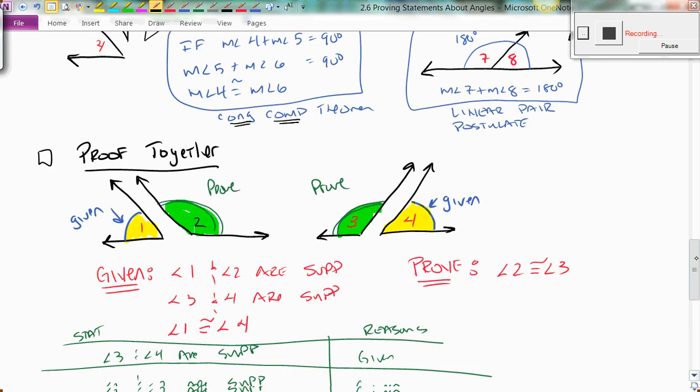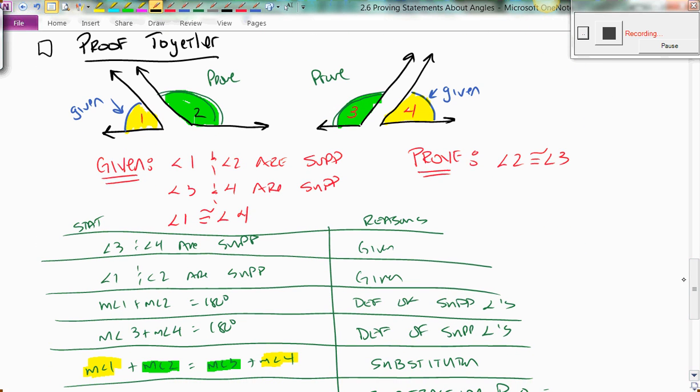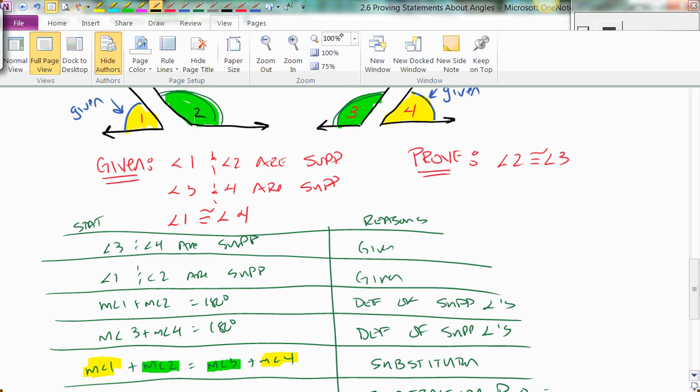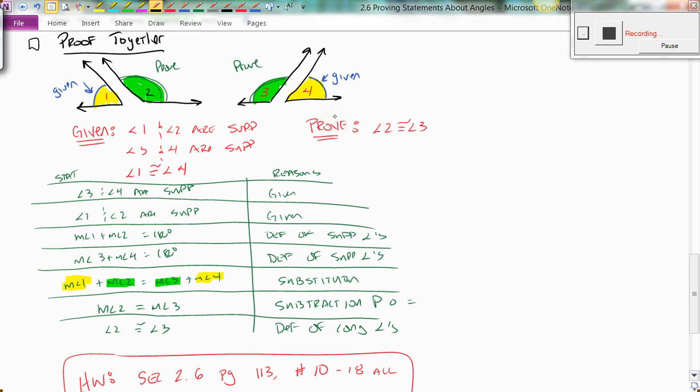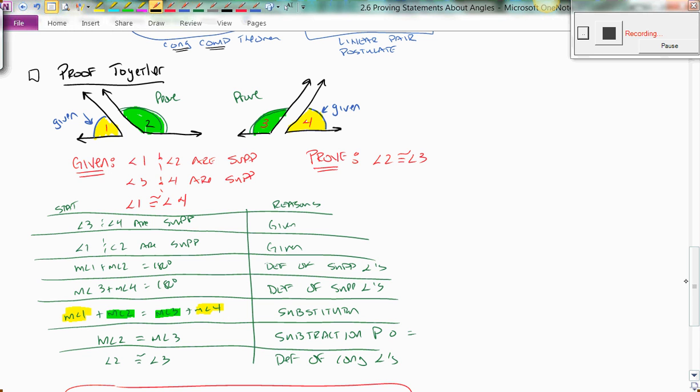Then we went on and did a pretty big proof together here. Let me zoom it down so we can see it a little bit. Let's go to 75%. There we go. So here was our reasoning: given that angles 1 and 2 are supplementary, angles 3 and 4 are supplementary, and angle 1 is congruent to angle 4, can you prove that angle 2 is congruent to angle 3? So again, we start off with the givens: 3 and 4 are supplementary, and 1 and 2 are supplementary.